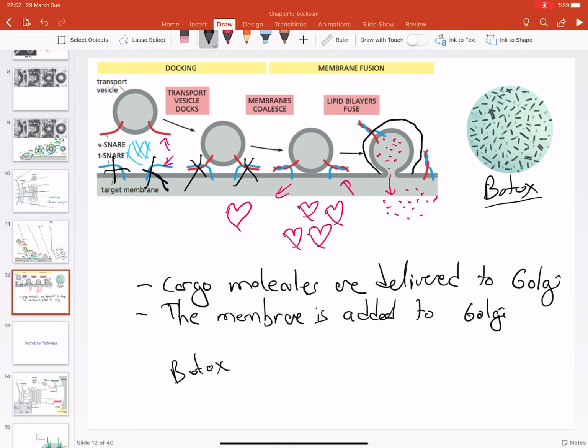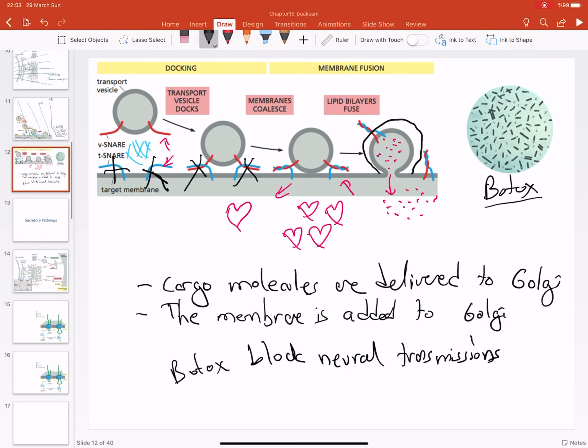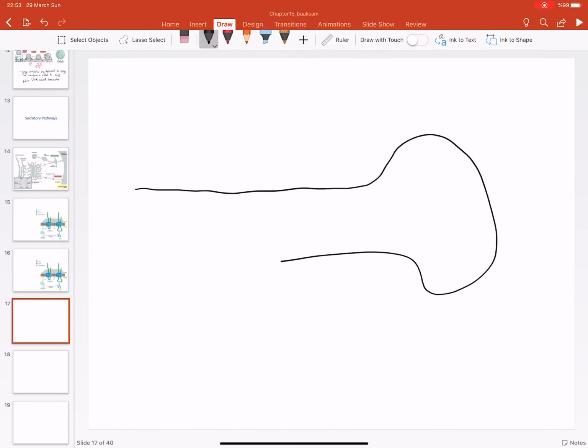So, Botox also blocks neural transmission, because we know that the neurotransmitters are involved in the axon terminal. They are waiting for the action potential.